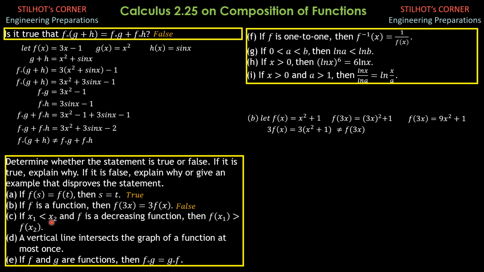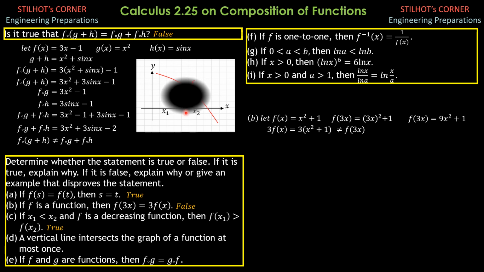Part C: if x1 is less than x2 and f is a decreasing function, then f of x1 is greater than f of x2. This is true, by having the illustration here with a function that is decreasing as shown. So this is a decreasing function where x1 is less than x2, but f of x1 is higher and f of x2 is lower. So that's why f of x1 is greater than f of x2. So that's why this is true.